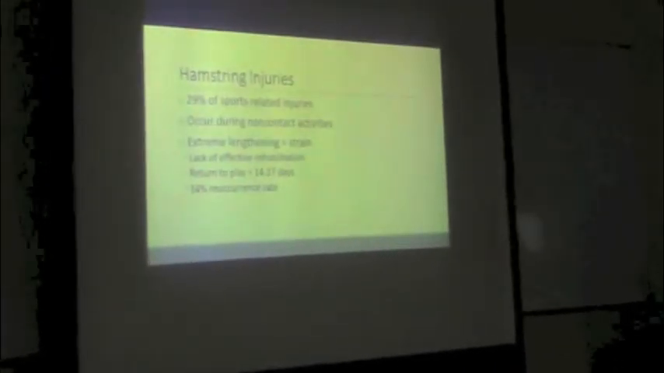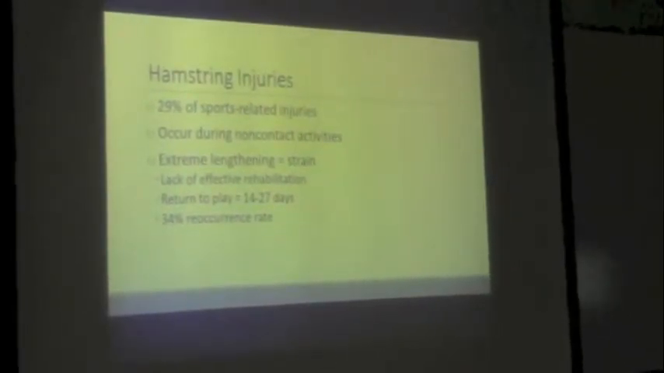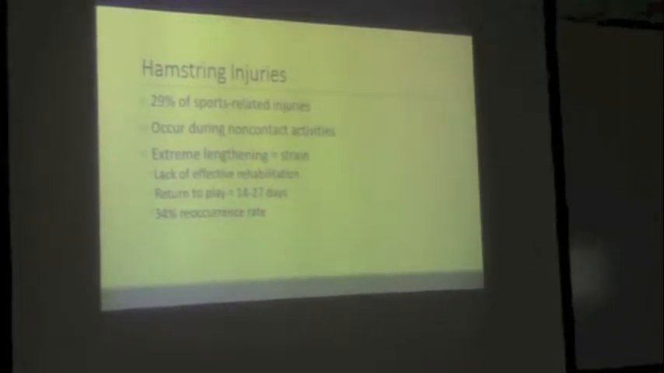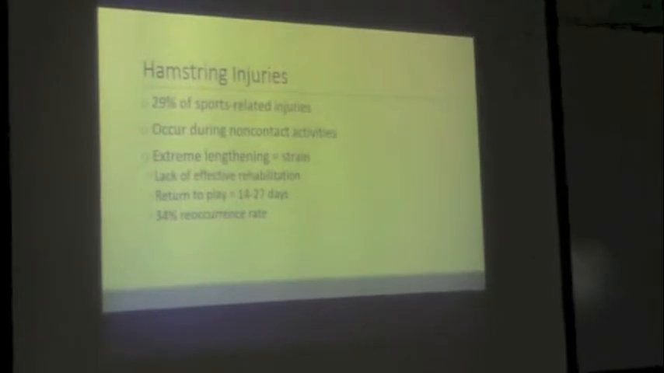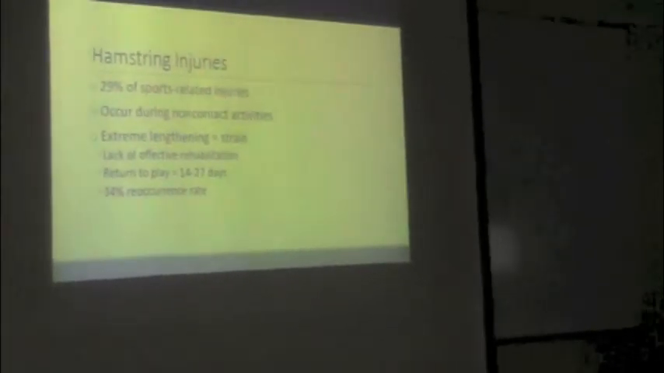First of all, hamstring injuries are extremely prevalent. They account for about 29% of all sports-related injuries, and they tend to occur during non-contact activities. So these are things like sprinting, kicking, jumping. They don't come about because somebody's running into somebody. And what happens is that the muscle is pulled beyond its normal length.